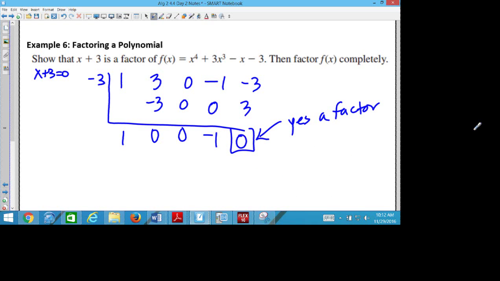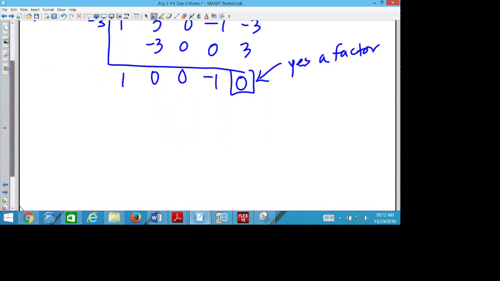So we do synthetic division to show that the remainder is 0. Now it says factor completed. We know one of the factors is x plus 3. So what we're going to do is after we factor that out, we're going to see what we have left over.